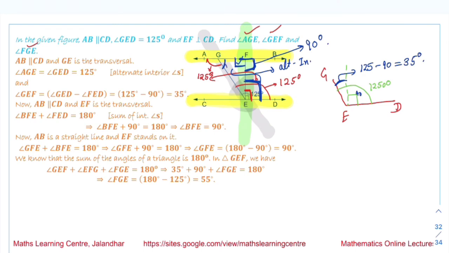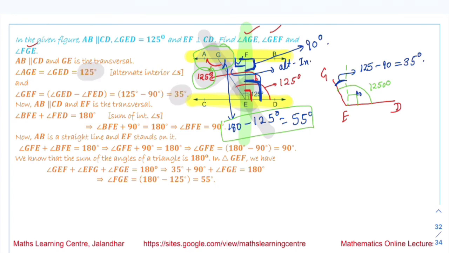Now the angle we require is FGE, so the value of this angle will be 180 minus 125 degrees, which is equal to 55 degrees. You can directly calculate this angle from this portion. This angle is 125 degrees, and the sum of both these angles will be 180 degrees, so the answer for this angle is 55 degrees. Hence we have obtained the answer for all three angles. The first is 125, next is 35, and the last one is 55 degrees.